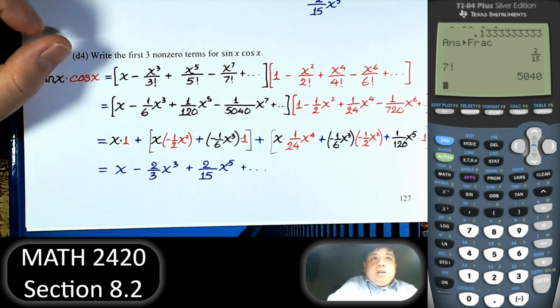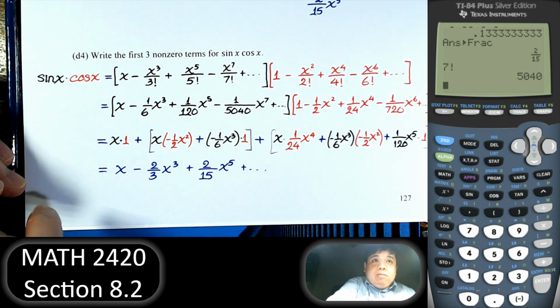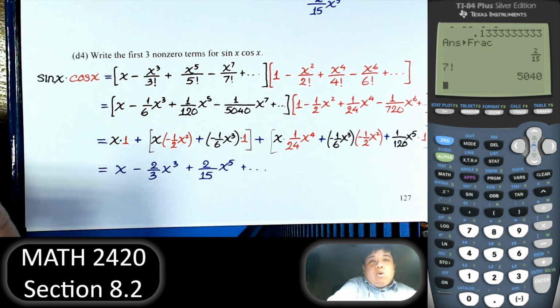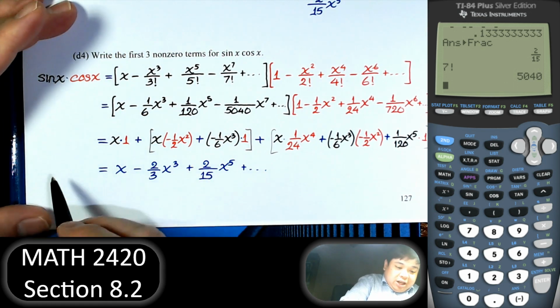Those are the first three terms. By the way, notice that they are all odd powers, right? So the product is going to be an odd function. So that is one way to do that.